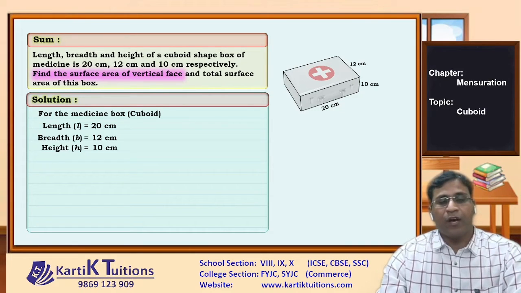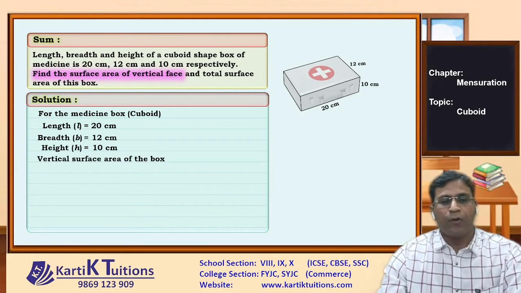Now what is the area of vertical faces? We learned this a little while ago. It is 2 into (L plus B) into H. Now we have to just substitute the values. See, we know the value of L. So 2 into, what is the value of L? 20. So I'll add 2 into (20 plus 12) into 10.